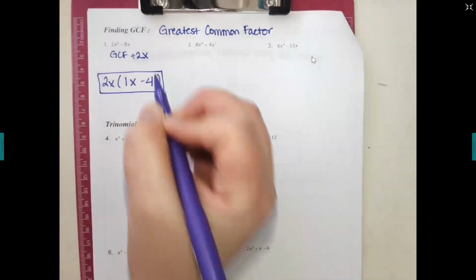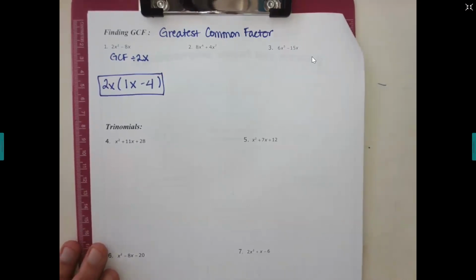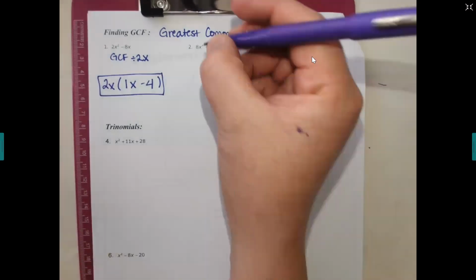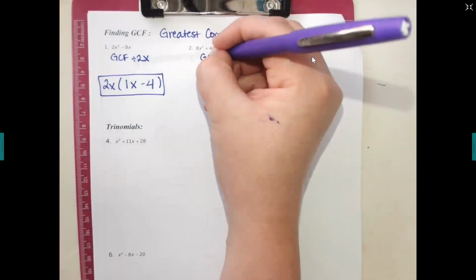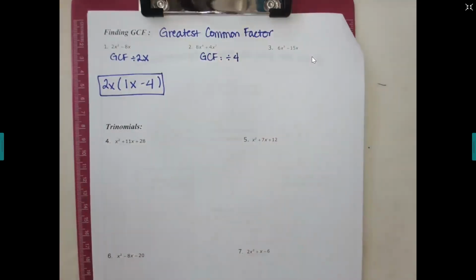All right, let's look at number 2. I have an 8 and a 4. Okay, what number can those both divide by? Okay, very good. Now, in the other class, some of them had said 2. Remember, these can both divide by 2, but you want the greatest thing they can both divide by. So that's how come I'm gonna pick 4 instead of 2. You want the biggest thing that they can divide by, okay?